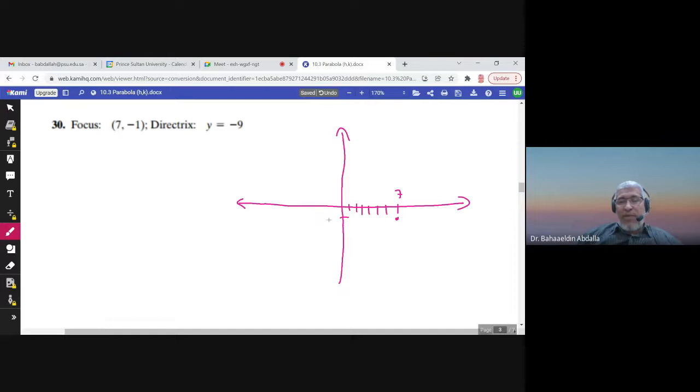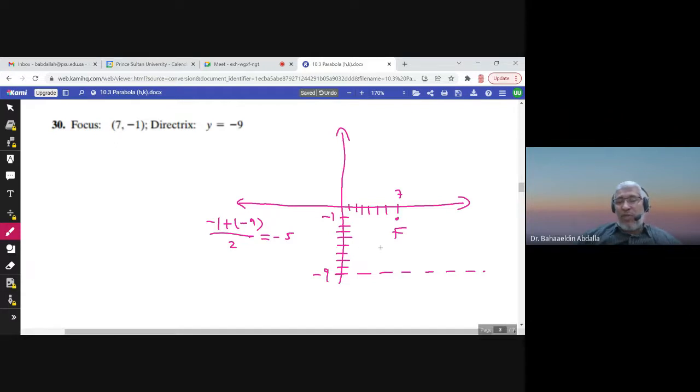7 and -1, this is the focus. And the directrix is y equals -9. This is the directrix. This is the focus. So where is the vertex? The vertex is in the middle between the focus and the directrix. So -1 plus -9 over 2 is -1 minus 9, -10 over 2, -5.